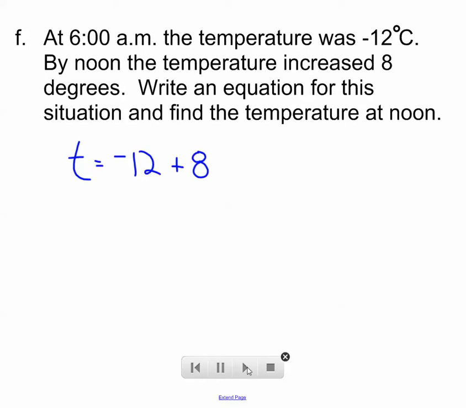These numbers have different signs. The number with the bigger absolute value is negative, so our answer is going to be negative. And then we'll do 12 minus 8. Subtract their absolute values, and we'll get 4. So negative 4. In other words, the temperature ends up being negative 4 degrees Celsius.